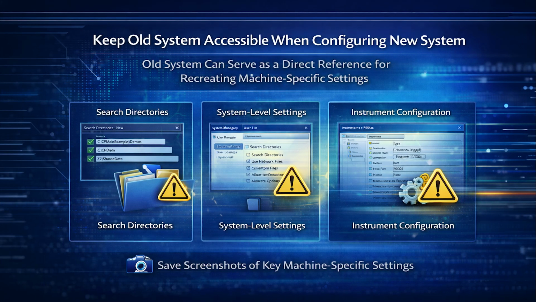Section 2. Files and configuration that cannot be reused. Some parts of a Chromperfect installation are machine-specific and cannot be copied from one computer to another. Search directories must be configured again on the new computer. Search directories are user-level settings and are not transferred automatically as part of a migration. Even if the underlying data files are reused or accessed from a network location, the search directory paths must be redeclared inside Chromperfect so the software knows where to find them.